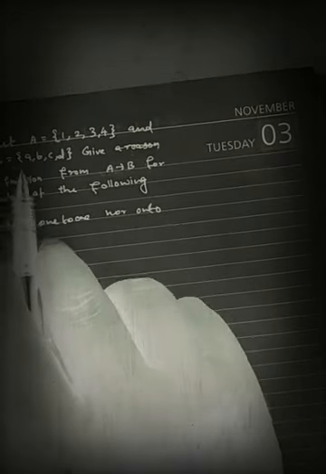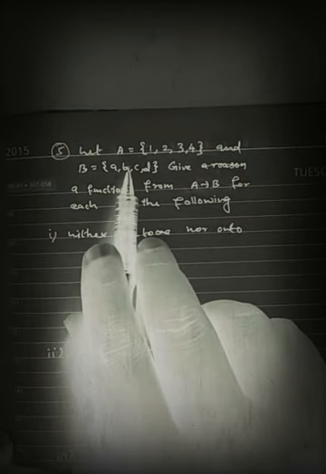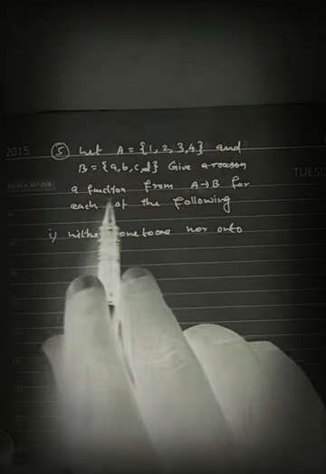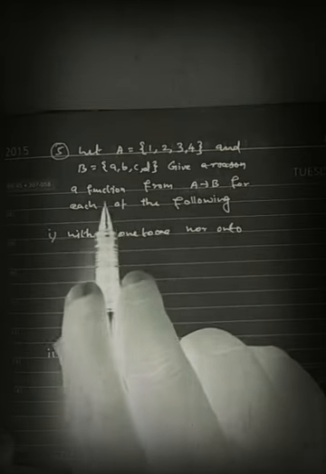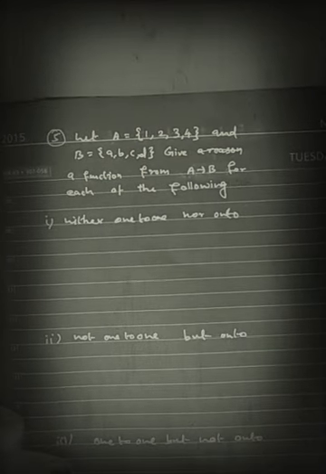It's interesting. Next one. Here they have given the question. You can just see here. They are saying, let A = {1, 2, 3, 4} and B = {A, B, C, D}, give a function from A to B for each of the following. So here we need to draw 4 cases. Same thing I am going to draw.